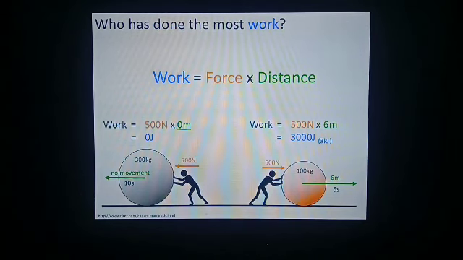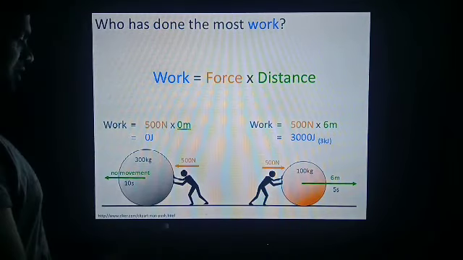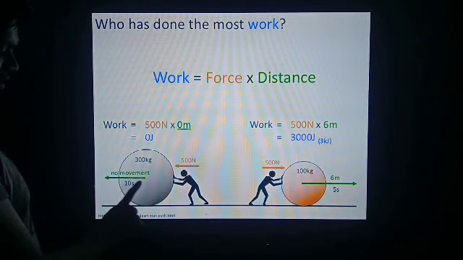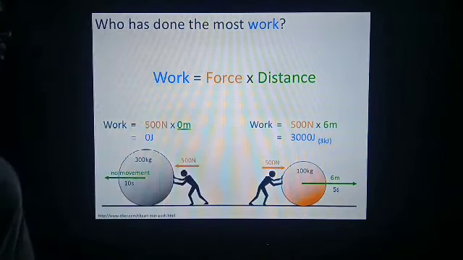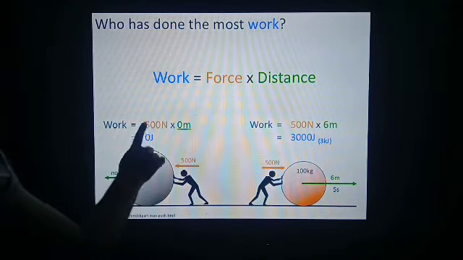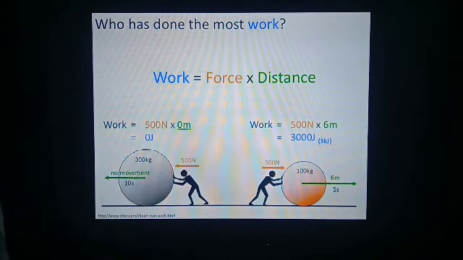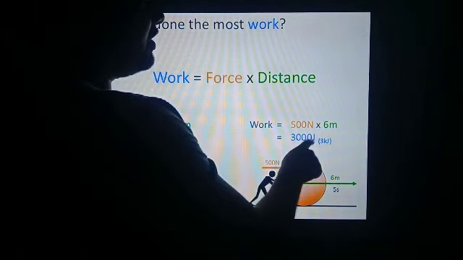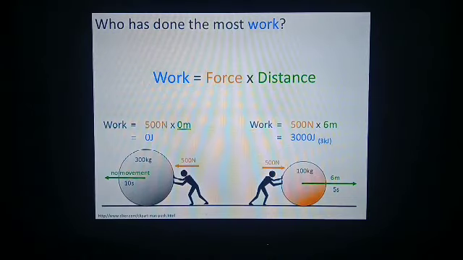The numerical of work. Suppose that two persons apply equal force, that is 500 Newton, on two different bodies, one of 300 kg and this one of 100 kg. This man applies a force but there is no motion, no movement, and in this the body travels 6 meters. So what is the work done by this man? Work is equal to force into distance. The force is 500 Newton and the distance travelled by the body is 0. So the work done is 0 joule. But in this, the force is 500 Newton and distance travelled is 6 meters. So the work done is 300 joule.